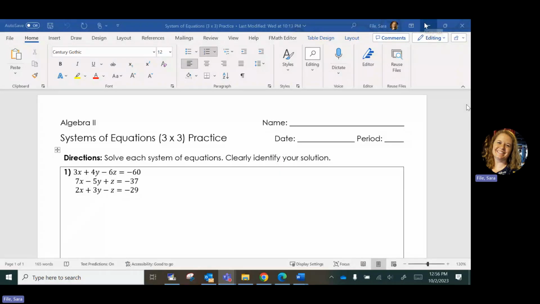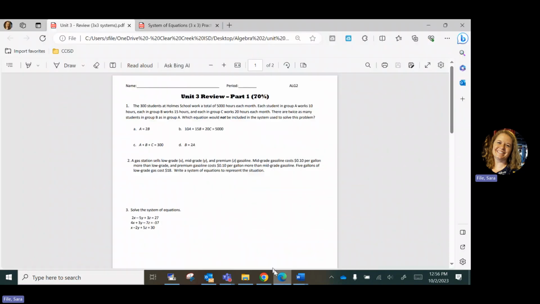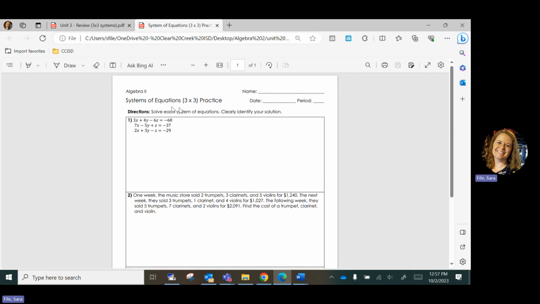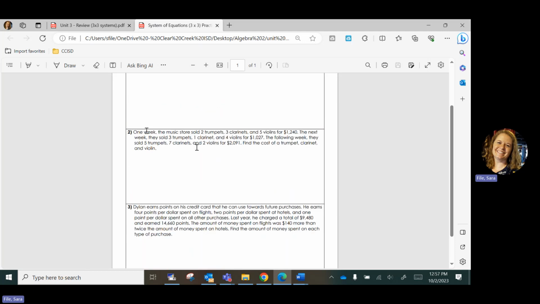Before we jump back in to finish our notes, one thing is this worksheet from Friday. This one right here that says Systems of Equations 3x3s practice. Y'all picked this up on Friday, and I asked y'all to sometime this weekend get the word problems, so number 2 and 3, get those set up. So you had to define your X, Y, Z and write your 3 equations.